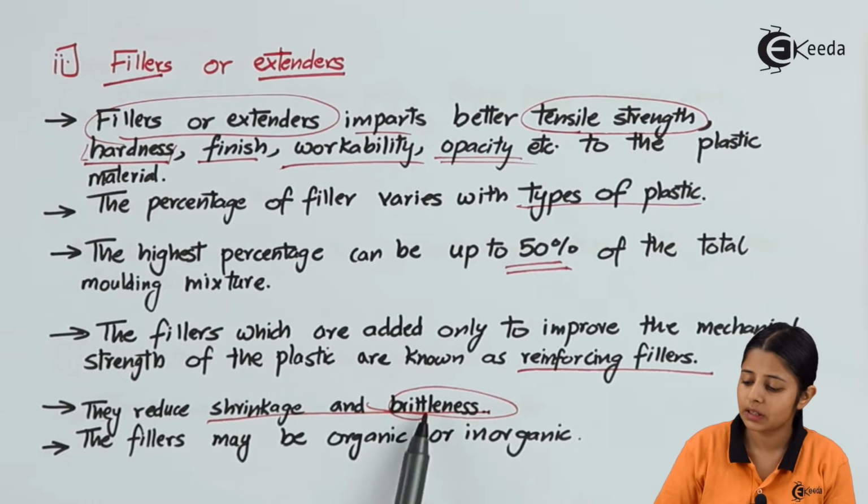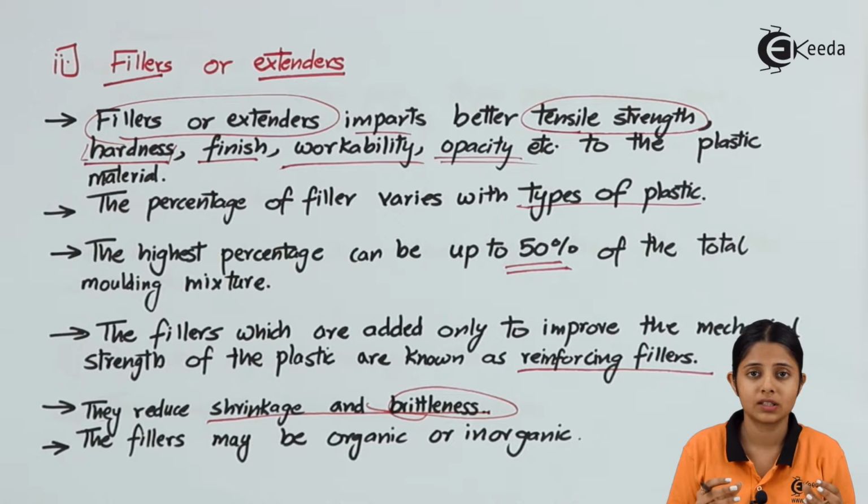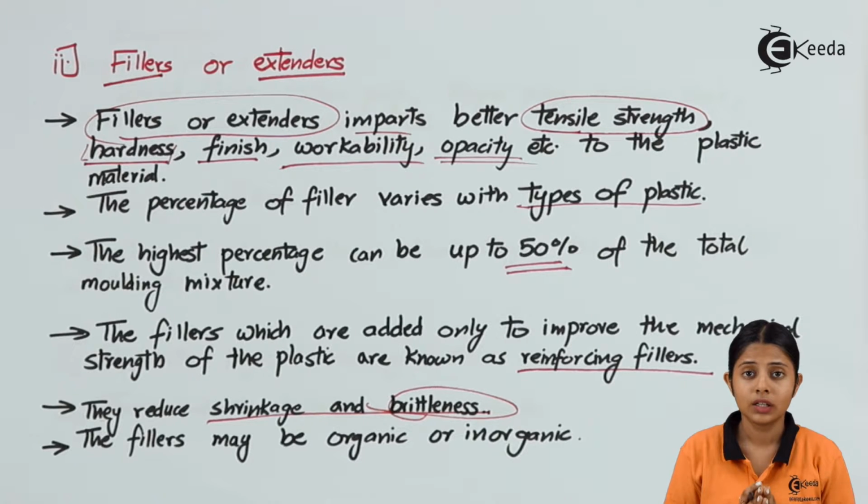Now what exactly is brittleness? Brittleness is breakage of plastic once it forms from a certain position. For example, glass is brittle. Why? Because if I drop a glass from here and it goes down, it will eventually break. Thus, reinforcing fillers will be the ones which will reduce the shrinkage as well as brittleness of the plastic.